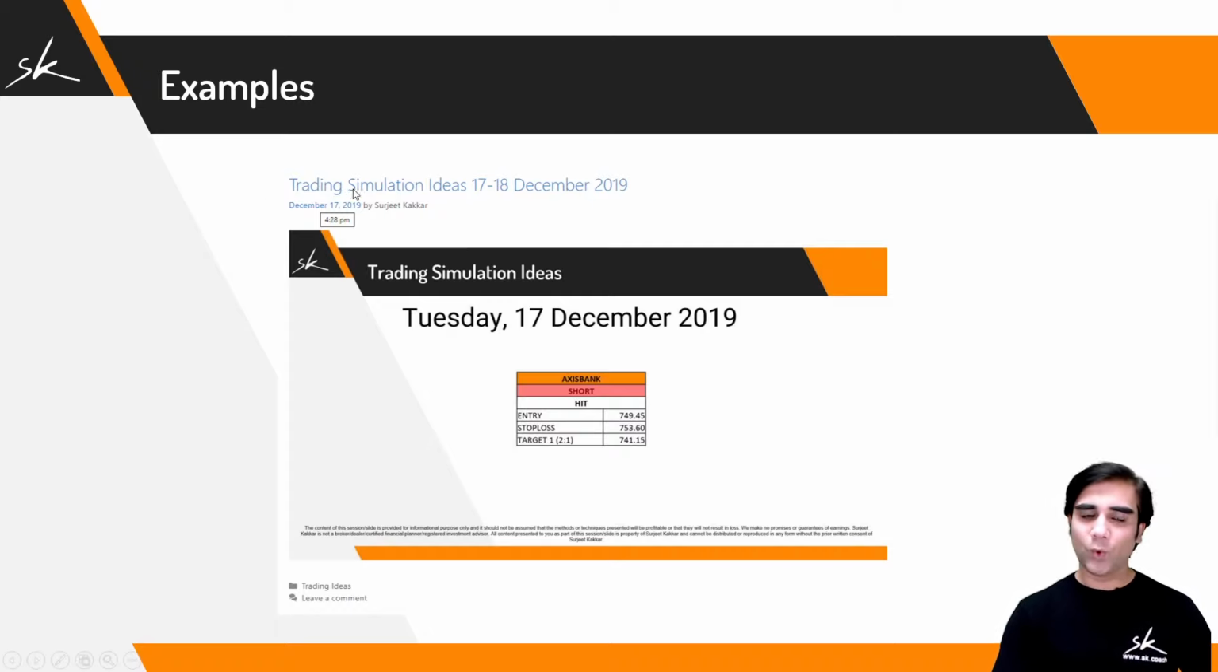So can you see, this was the trading idea for the 17th and 18th. So the session was on Monday, right, which is 16th, and you can see that the trading idea was shared at around 4:28 p.m., which means after the markets closed, I shared this trading idea for Tuesday, that Tuesday or after Tuesday, if the prices come to this zone, just look at the zone is starting at 749.45, stop loss is 753.60, and target 1 is 474.15. Now can you see, this has been planned well in advance.